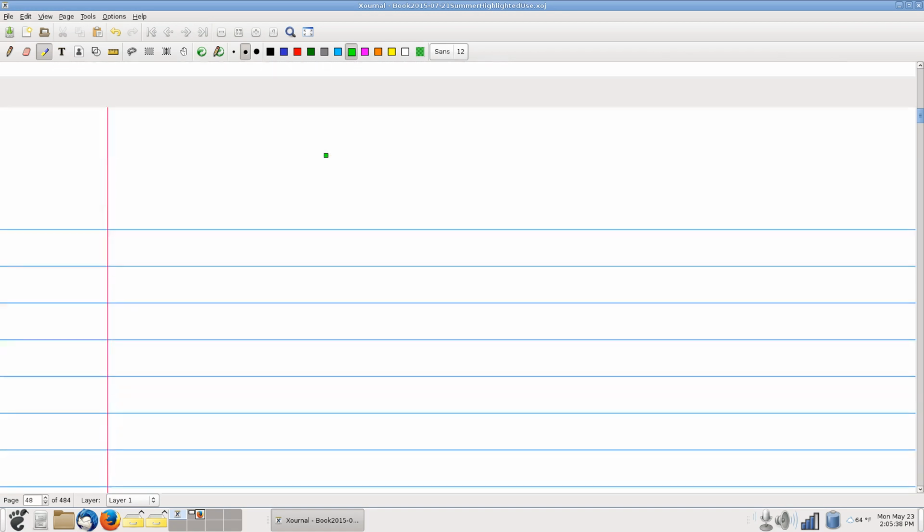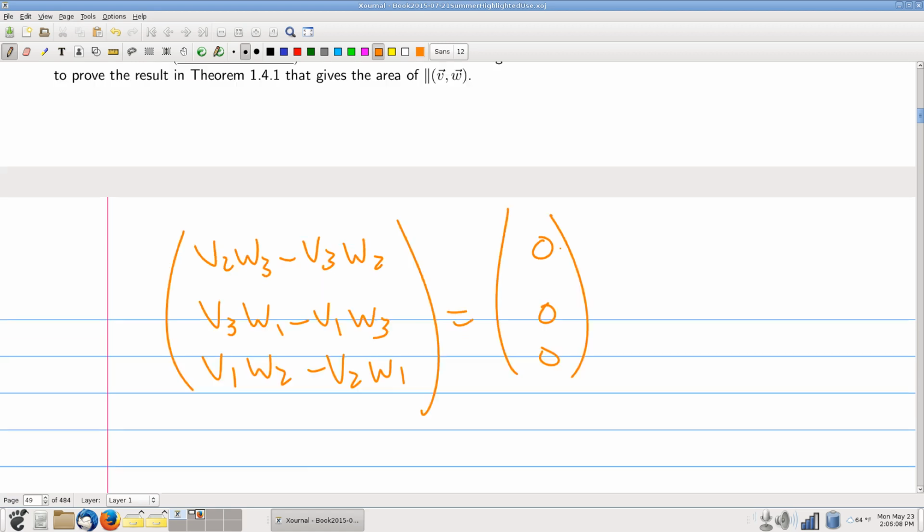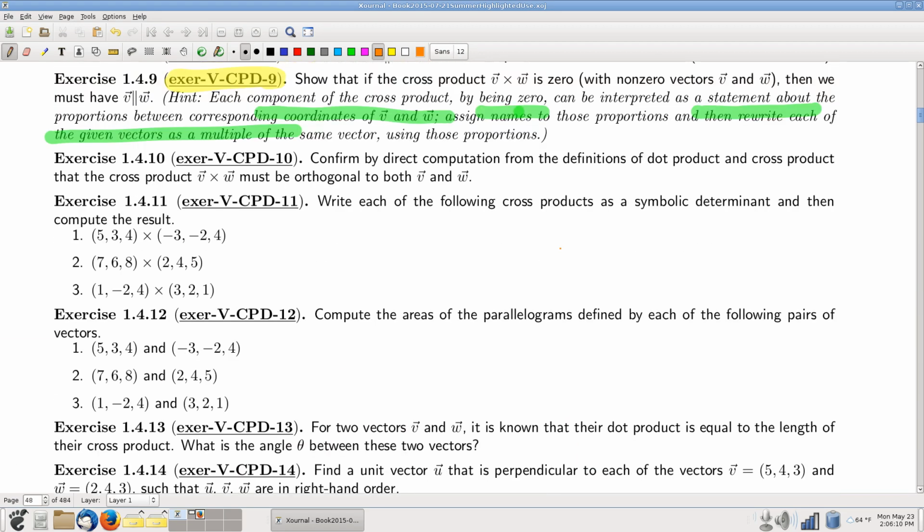It starts off with, we'll observe that the cross product is equal to 0. So that's v2w3 minus v3w2, v3w1 minus v1w3, and then v1w2 minus v2w1, equals 0, 0, 0. Now that just says the cross product equals 0. That's what we're given.